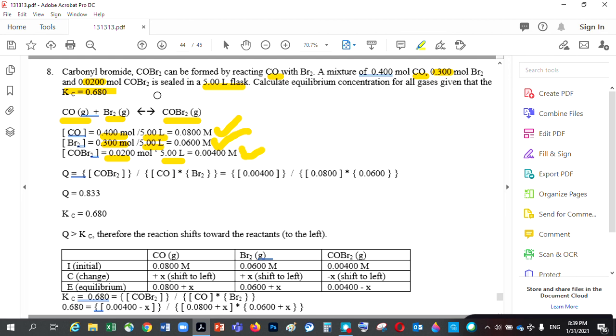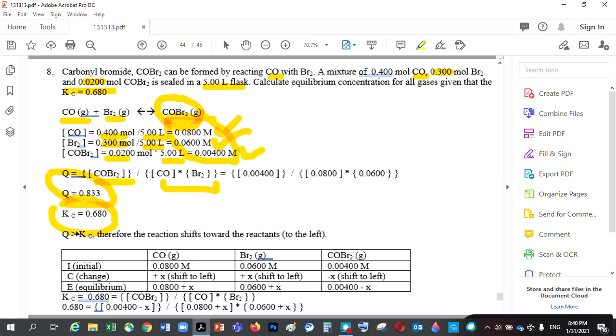So now let's check. The Q here is the product. One product here we have, all in a 1:1 mole ratio. The product over the reactants. And we set up all those values here. All those values are used. And it looks like the Qc is 0.833, but the Kc is 0.680. So Qc is greater than the Kc, which is this value here.